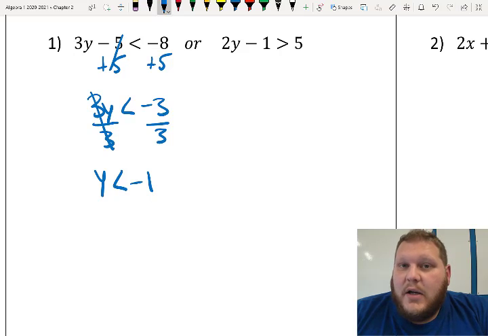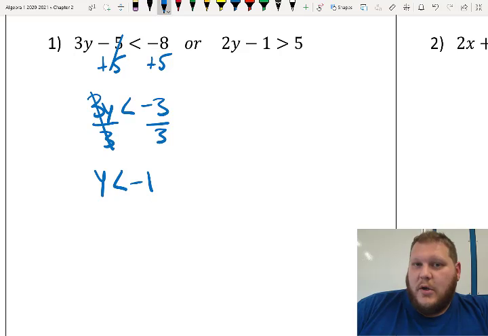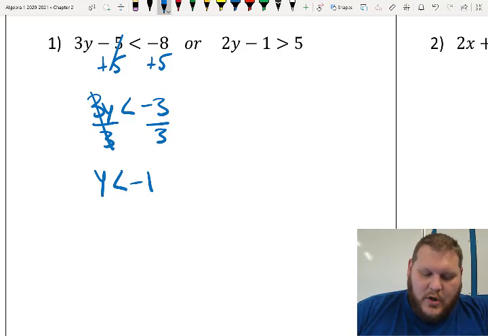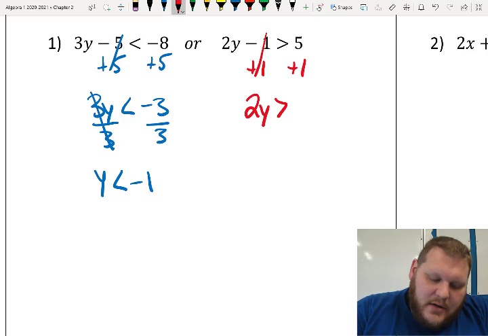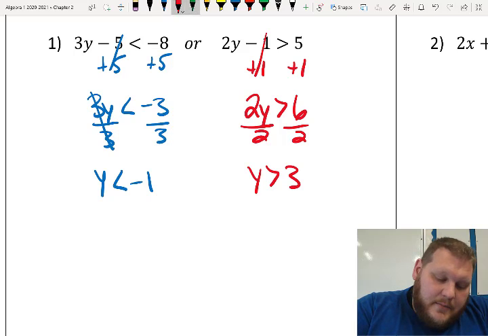Didn't have to flip my inequality because I divided by a positive number. Sorry if I went through that kind of quick, but you should know what you're doing on those kinds of problems. So I've got my first part done. -1 is my boundary. For the right part, I'm going to do in red. I'm going to start by adding 1 on both sides. That gives me 2y is greater than 6. So when I divide by 2 on both sides, I get y is greater than 3. And that is my answer.